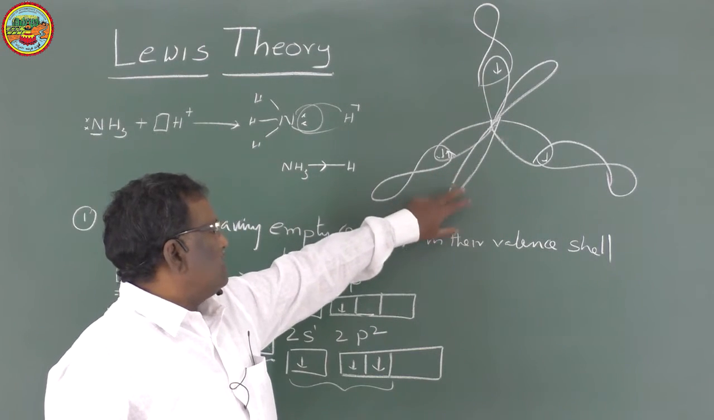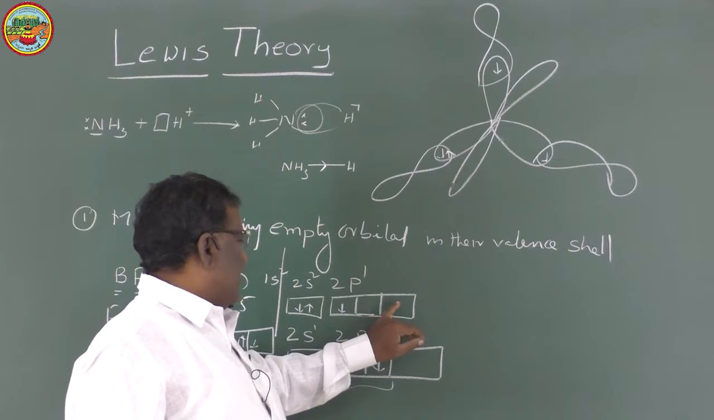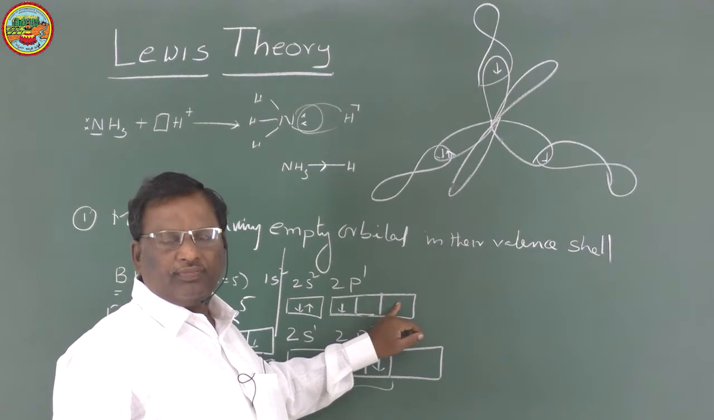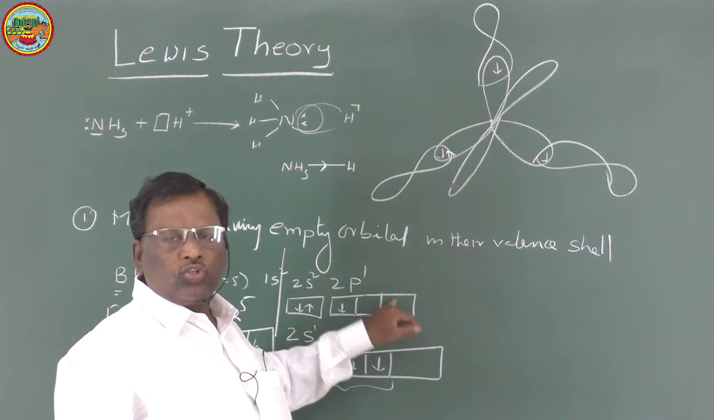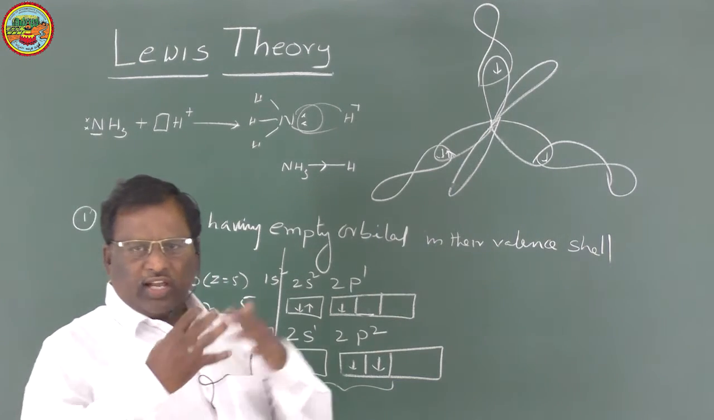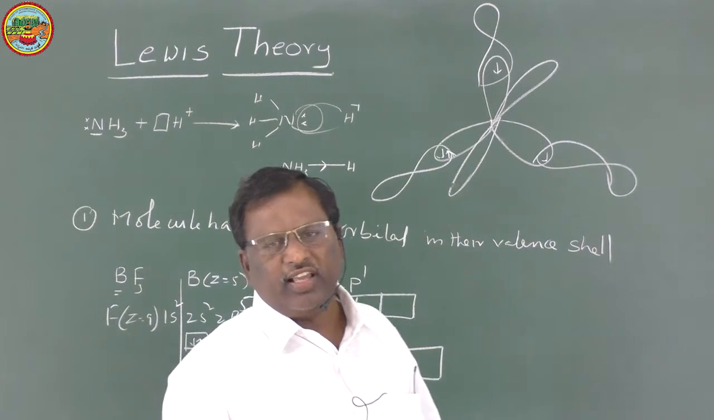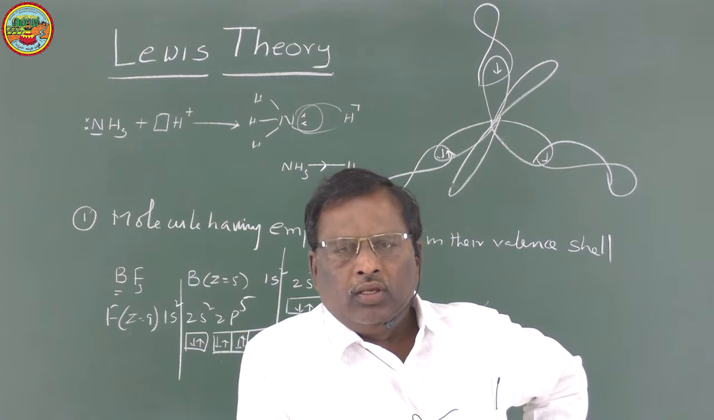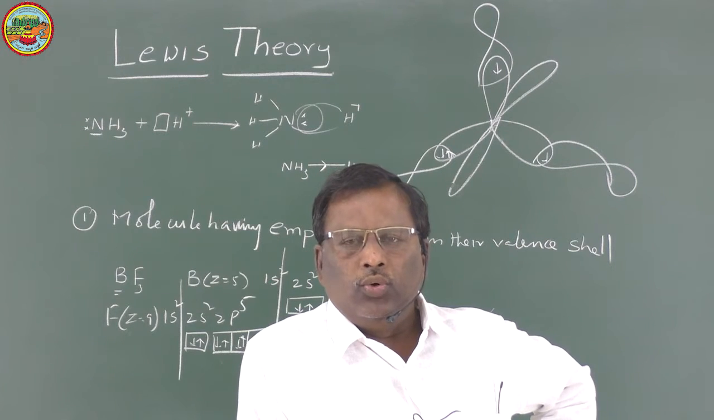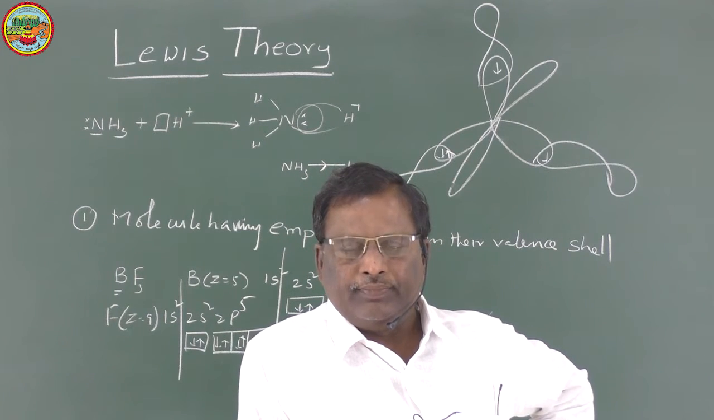Now, this is the molecule which contains an empty orbital in the valence shell. So such molecules which are having empty orbitals in their valence shell will act as Lewis acids.